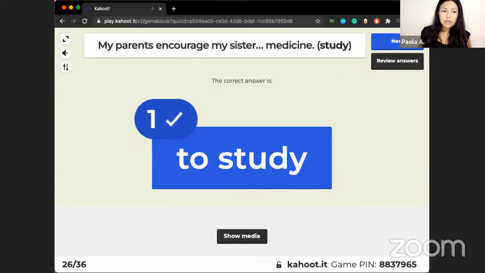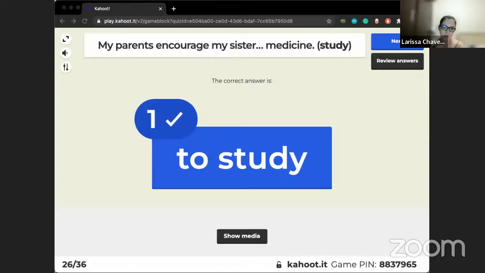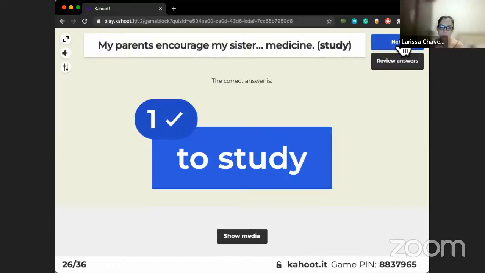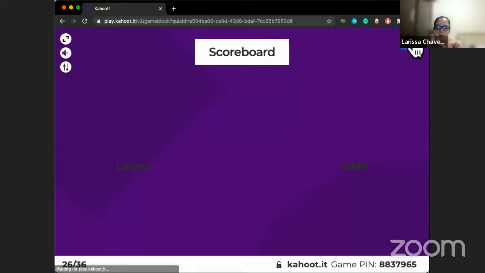Excellent. Let's read the sentence, please. My parents encourage my sister to study medicine. Excellent. Encourage. Do you know the meaning of encourage? Like encaminar. It could be, yes. So like maybe motivate, no? I encourage you maybe to read in English or to watch shows in English, no? It's like animar, maybe, that's encourage. Okay. Great. Next one.